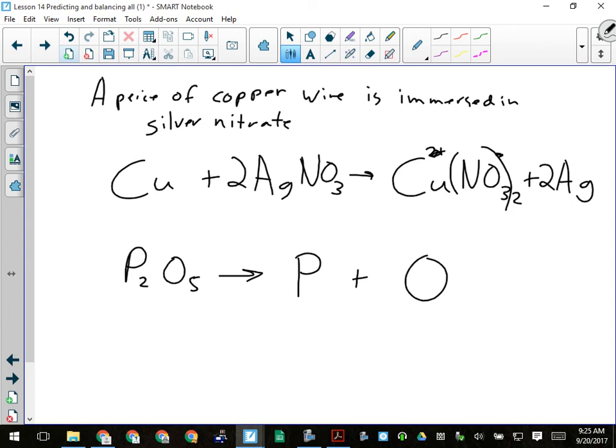Right, I got to check for special elements. In this case, there are 2. Both of them are special elements. Phosphorus comes as a 4 and oxygen comes as a 2. Okay.